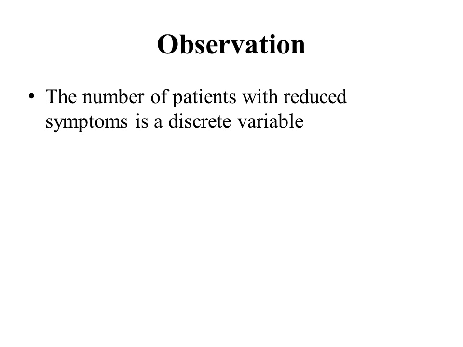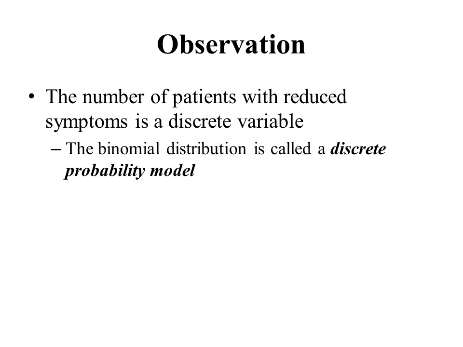Now let's make an observation here about this scenario, that the number of patients with reduced symptoms is a discrete variable. Remember in last chapter we defined a discrete variable to be a variable that has simply a finite number of possible values. So in this case we could have either 0 patients with reduced symptoms, or 1, or 2, all the way up to 10. There's only a finite number of values. And so for this reason the binomial distribution is called a discrete probability model. The normal distribution that we'll talk about in the next part of this chapter deals with continuous variables, so it's called a continuous probability model.